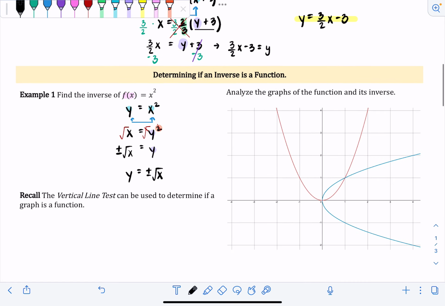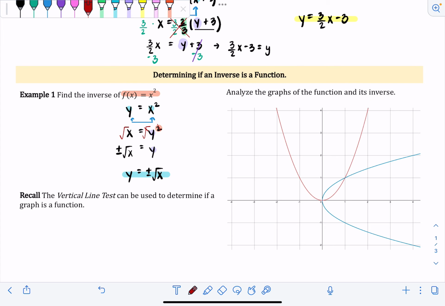Okay, so now we're going to analyze the graph of both the function and its inverse. So the original function, f of x equals x squared, that's the red line, the one that's like a U opening upwards. And then the inverse is the blue one. So y equals positive or negative square root of x, that's this one right here. So go ahead and draw the sketch and then label them. Actually, you can leave the labels off right now.